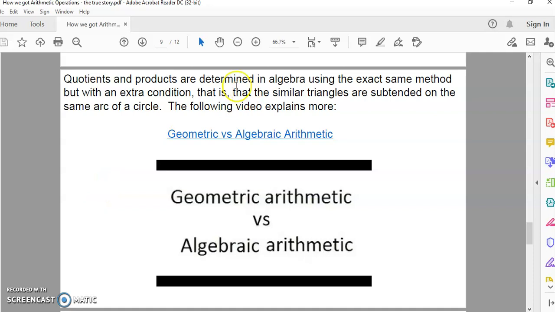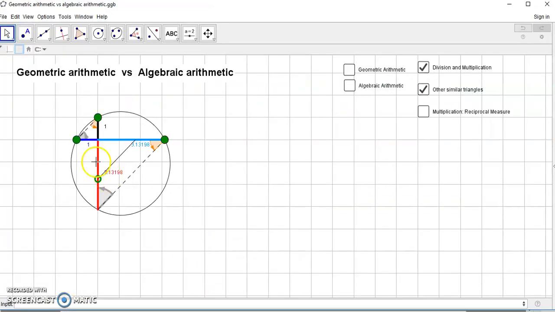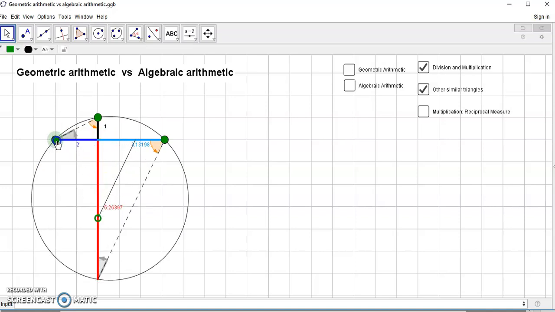And of course, quotient and products are determined in algebra using the exact same method, but with an extra condition. Okay, what's that extra condition? The similar triangles are subtended on the same arc of the circle. As you see over here, these similar triangles are subtended on this arc or this arc, okay? So these are the similar triangles, and they don't have to be right angles, by the way. They can be any pair of similar triangles in a circle. They have to be in a circle. If they're not in a circle, then the product of this line and this line will not be the red line, okay? Now, it doesn't matter what unit you choose.